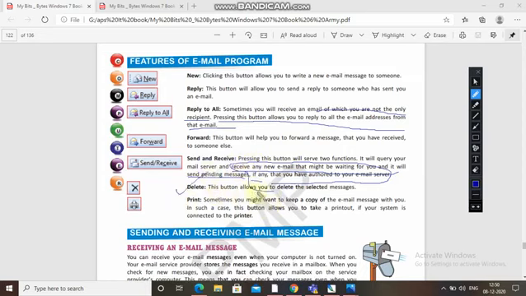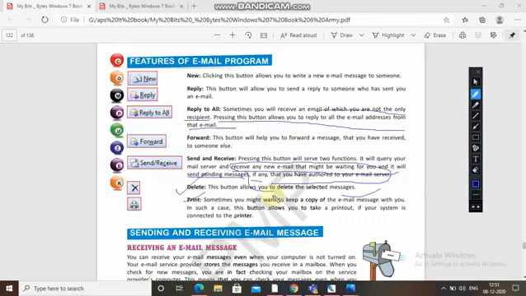Delete. This button allows you to delete selected messages. Means selected messages are deleted when you click on this button. Print. Everyone knows about print. Sometimes you might want to keep a copy of the email message with you. In such a case, this button allows you to take a printout if your system is connected to a printer. So you can take a printout of your email message which you want to send to another person or which you have received.